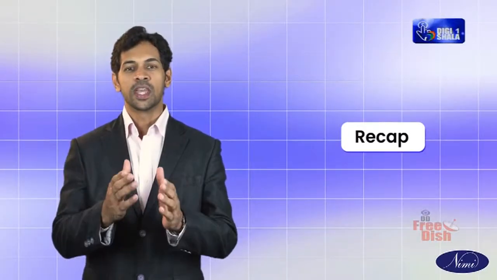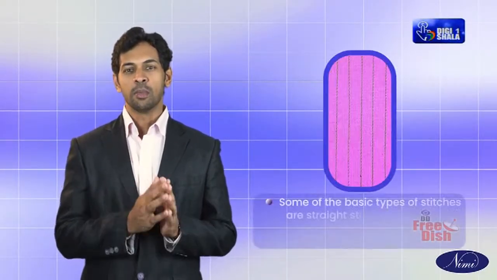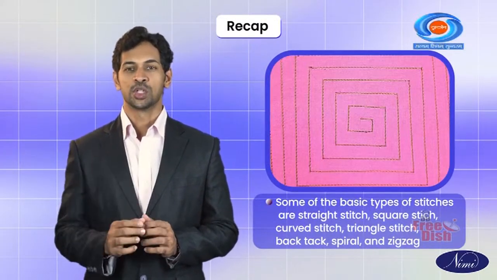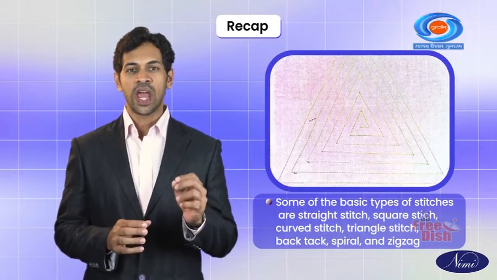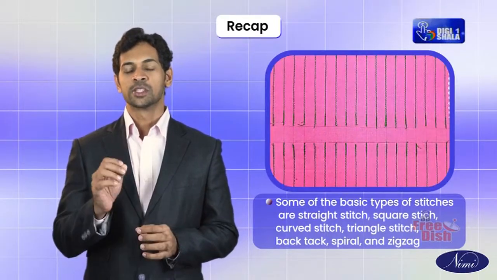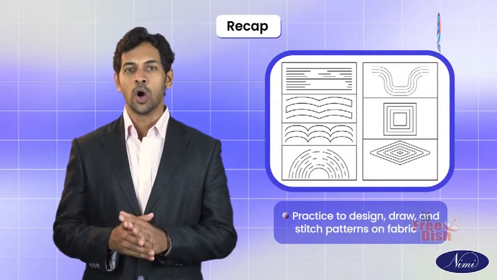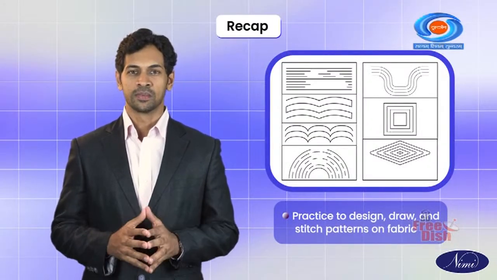Let's recap the key points discussed. Some of the basic types of stitches are straight stitch, square stitch, curved stitch, triangle stitch, back tack, spiral, and zigzag. Practice to design, draw, and stitch patterns on fabric.